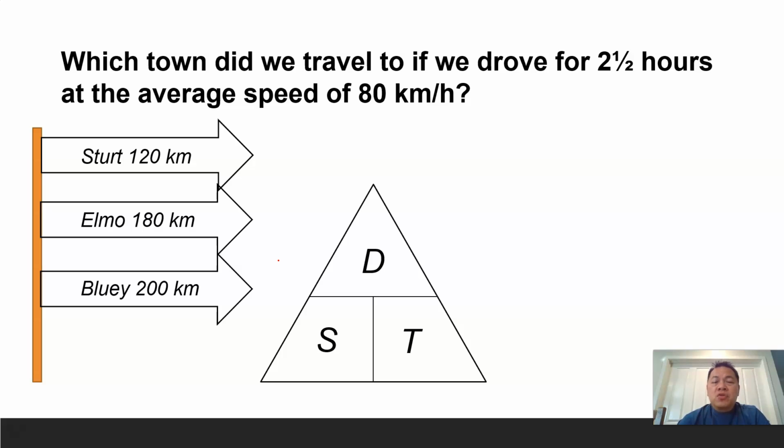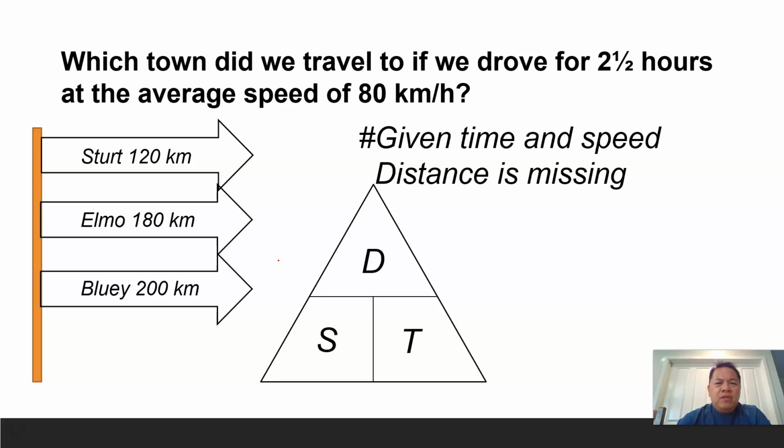So in order for us to get the correct answer, I do not want you to be guessing, even though it's a 1 out of 3 chance. I want you to work out to see what is the actual answer. So looking at this, you are given time as 2.5 hours and speed as 80 kilometers per hour. So we are given time and speed. So in other words, the only thing that is missing is distance.